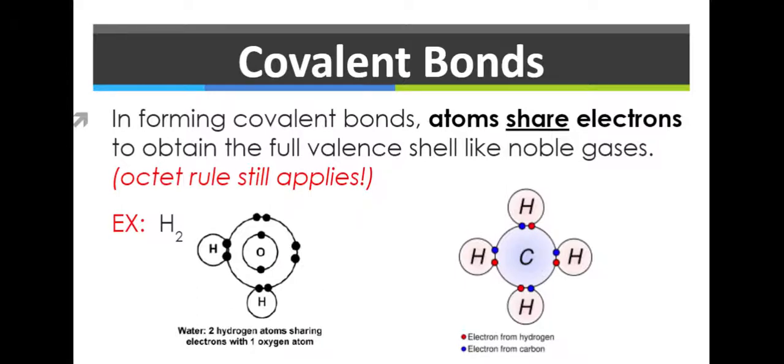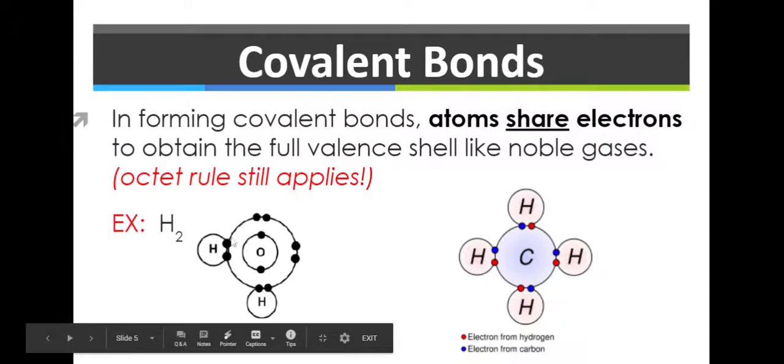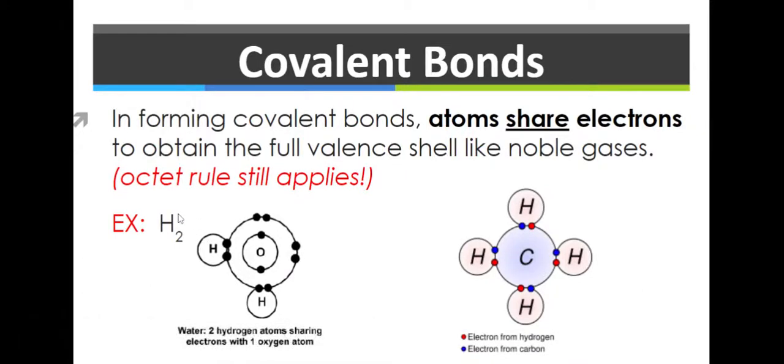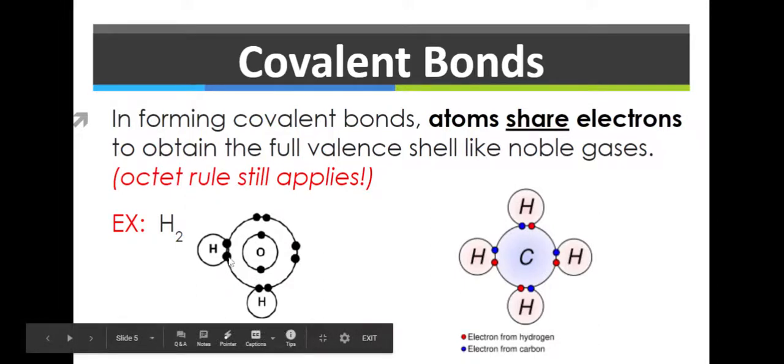Okay, so in this example, we have H2O. This is what this is. We have H2O, and oxygen only has 6 valence electrons, while hydrogen only has 1. And so 2 atoms of hydrogen will hook up to 1 atom of oxygen so that hydrogen can have a full shell of 2 and oxygen can have a full shell of 8.